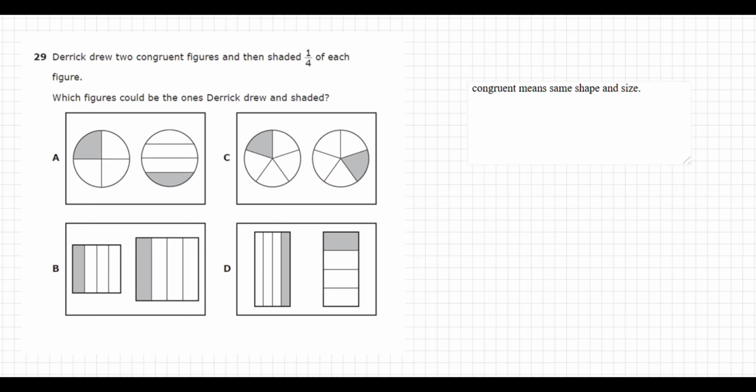Derek drew two congruent figures. What does congruent mean in math? Congruent means same shape and size. He then shaded 1 over 4 of each figure. Which figures could be the ones Derek drew and shaded? D is the correct answer here.